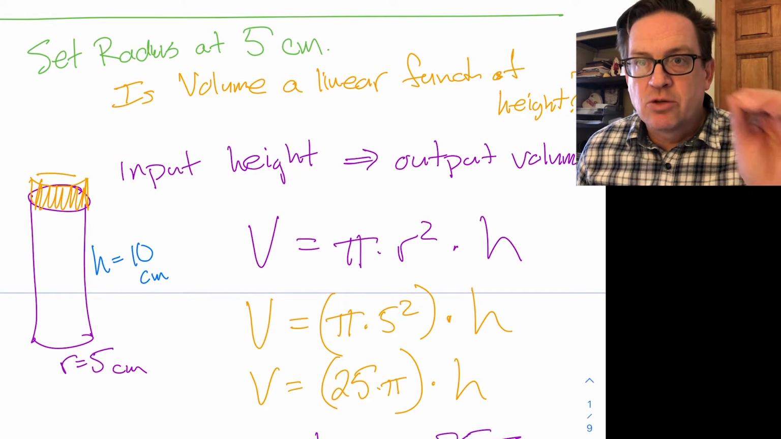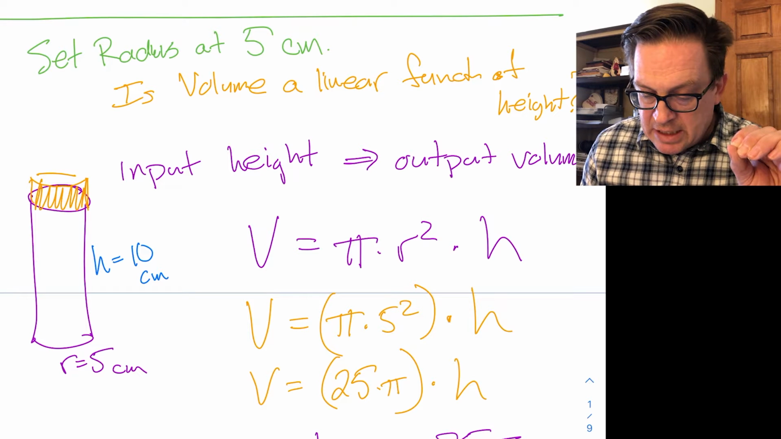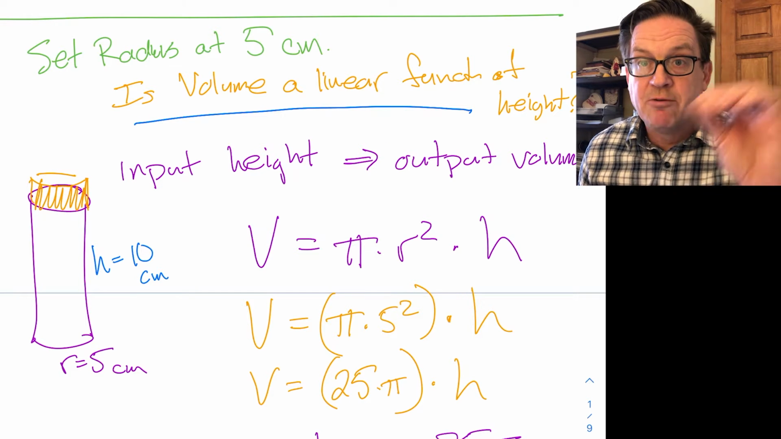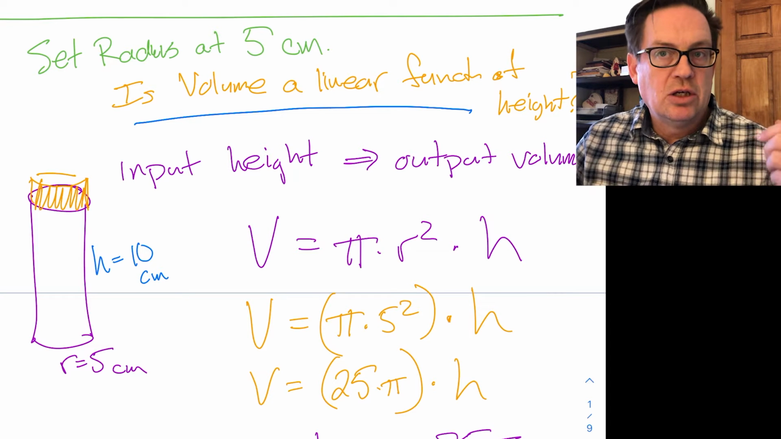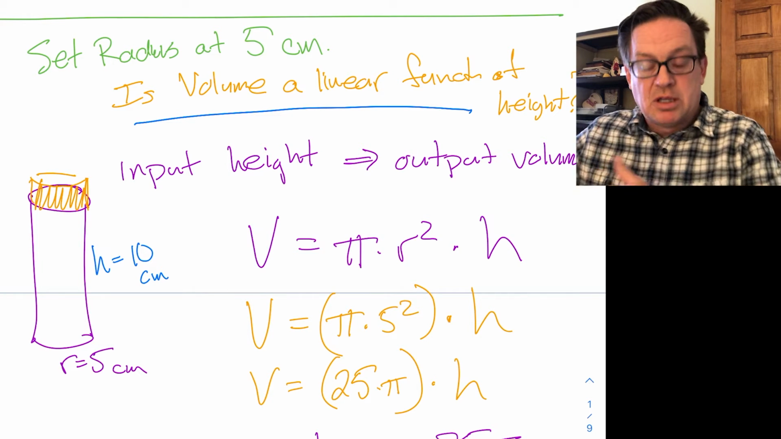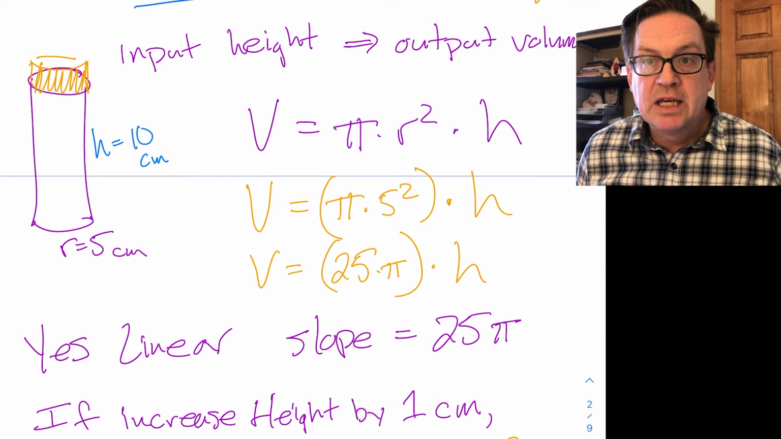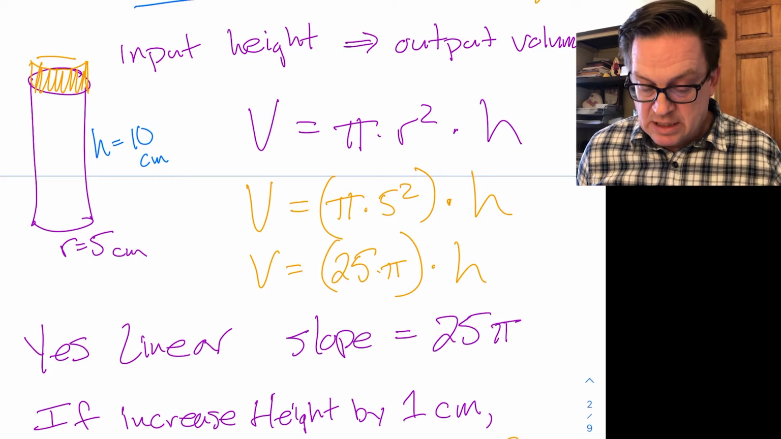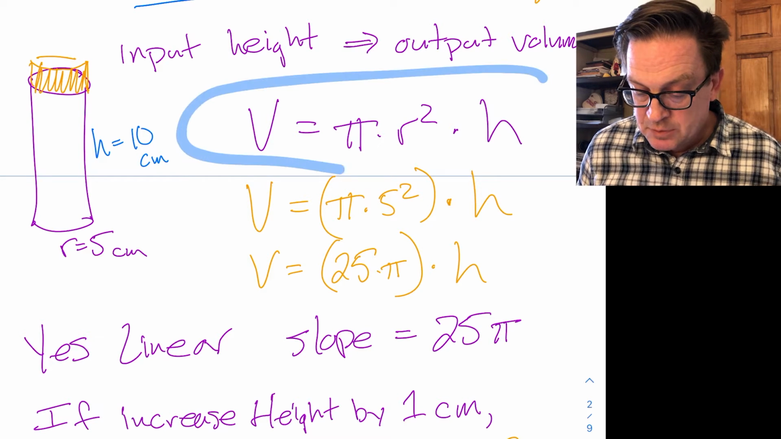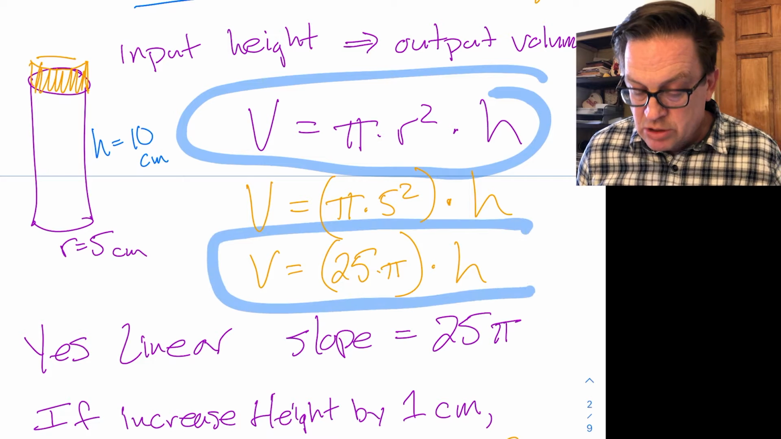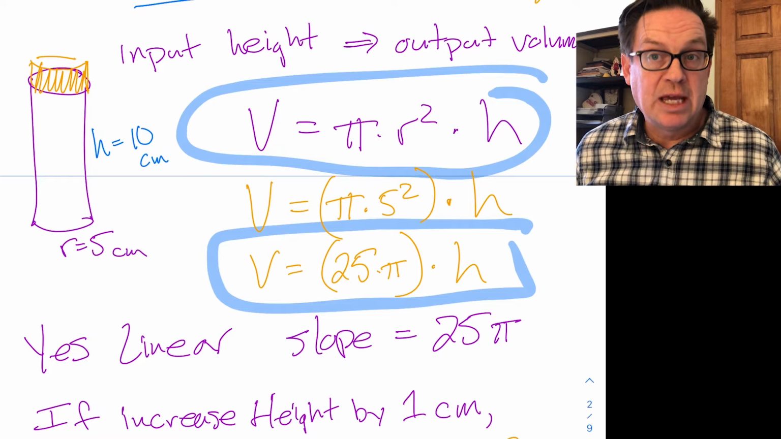So suppose I fix the radius and all I'm changing is the height and the volume. Is the volume a function of the height? In that sense, it would be: you tell me what the height is and I have a formula that tells me what the volume is. And if we plug in a particular radius, say in this case it's 5 centimeters, into our volume formula, we can reduce it to a simpler formula that's just the volume is 25 pi times h.